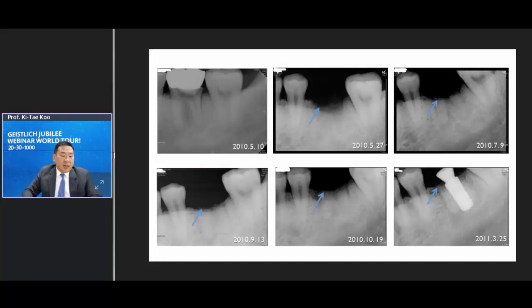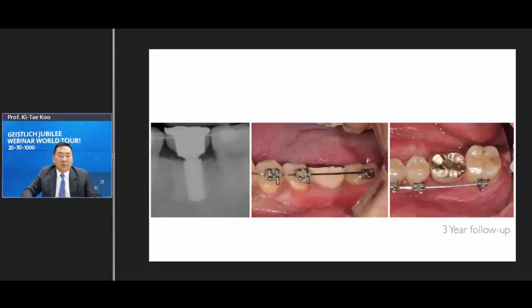And I'd like to show you some X-rays to just compare at the initial time of surgery and the time after at 9 months. We could see that the volume and also the height of the ridge is maintained very well.